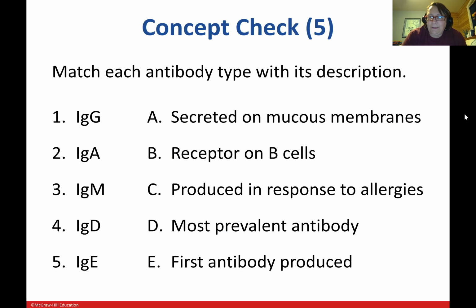And that's the one that is secreted on mucous membranes, so that's letter A. Number 3, IgM. So that one is the first antibody produced. Number 4, IgD. Okay, that's the one that becomes the receptor on B cells. And number 5, IgE. And that's the allergy one, so that's letter C, produced in response to allergies.